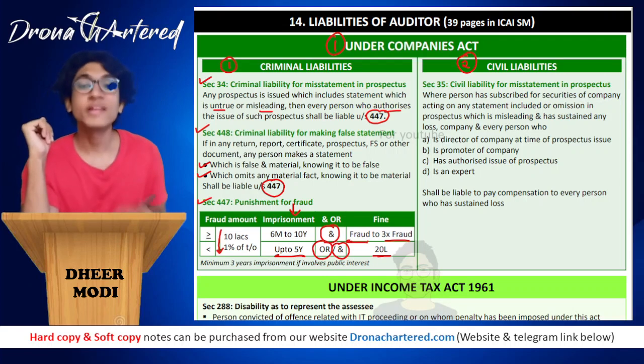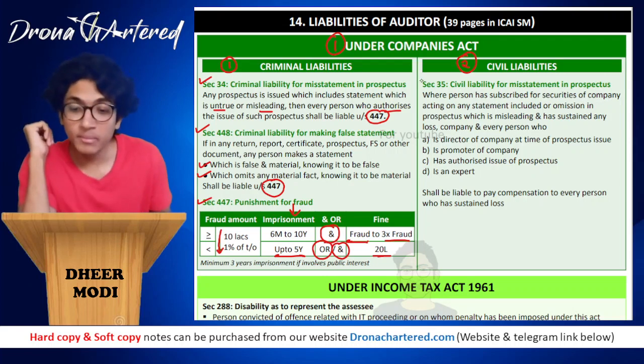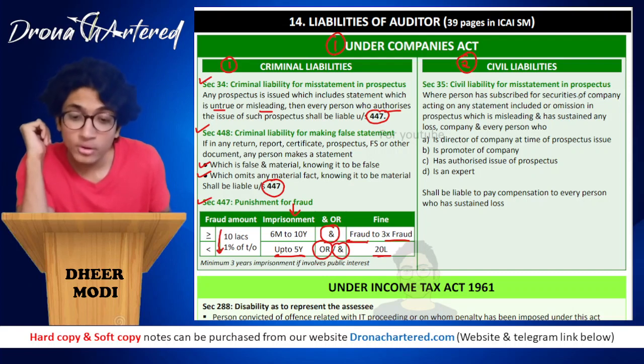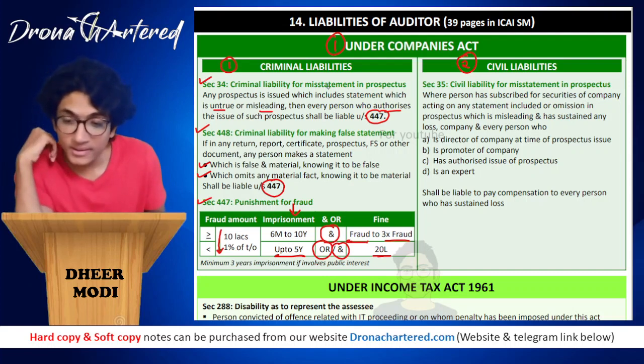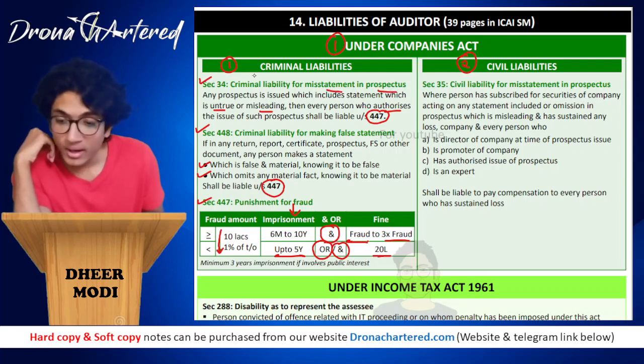Okay, now coming to your next part, that is your civil liability. Civil liability is your section 35. Section 35 says civil liability for misstatement in prospectus. So what you have to understand is that for misstatement in prospectus, you have either criminal liability or civil liability, you have both of them.